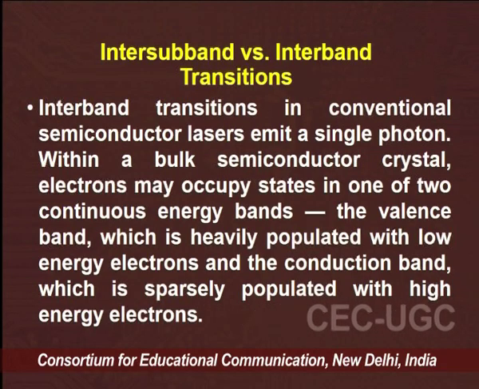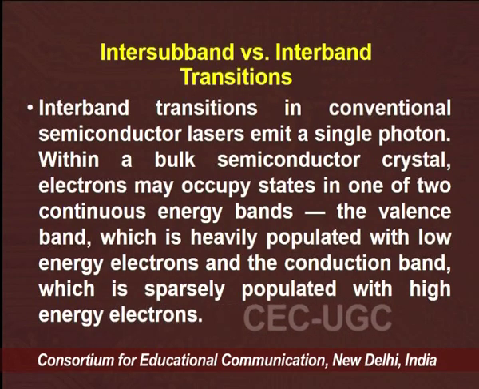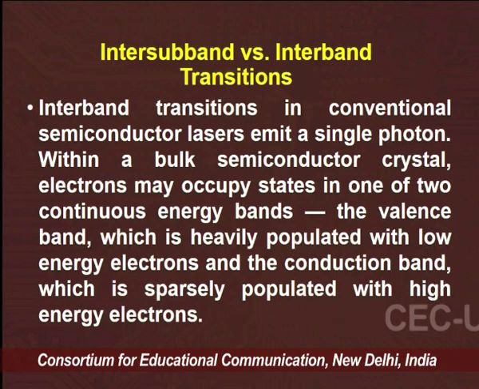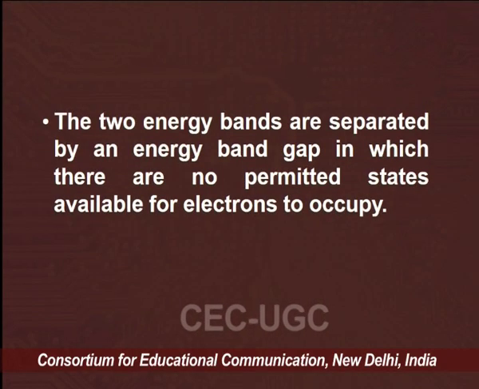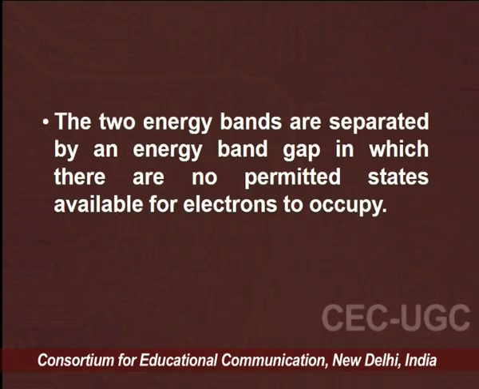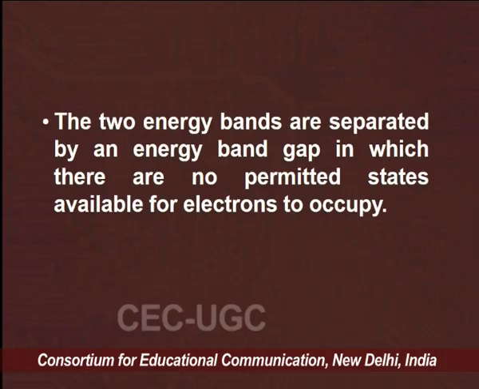So, the valence band, which is heavily populated with the low energy electrons, and the conduction band, which is populated with the high energy electrons. The two energy bands are separated by an energy band gap, in which there are no permitted states available for the electrons to occupy. It means we have a conduction band and a valence band, and there is no other band between them.